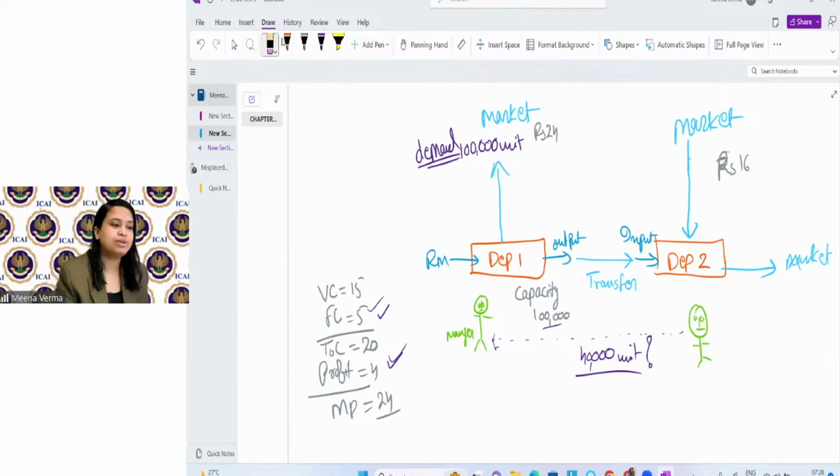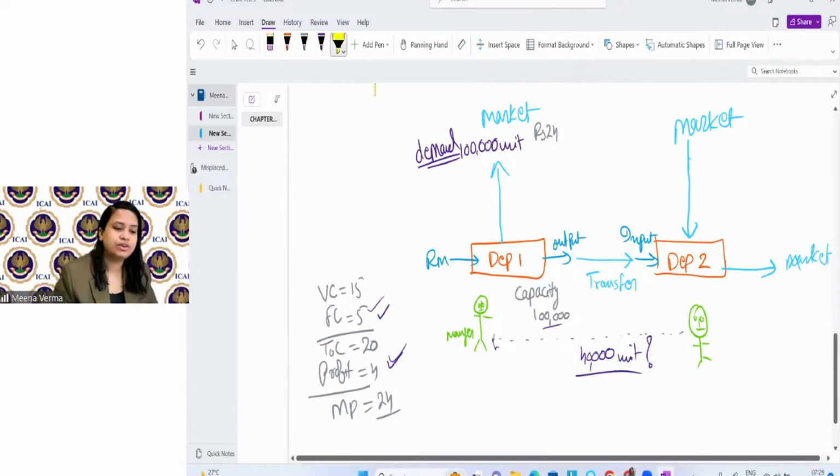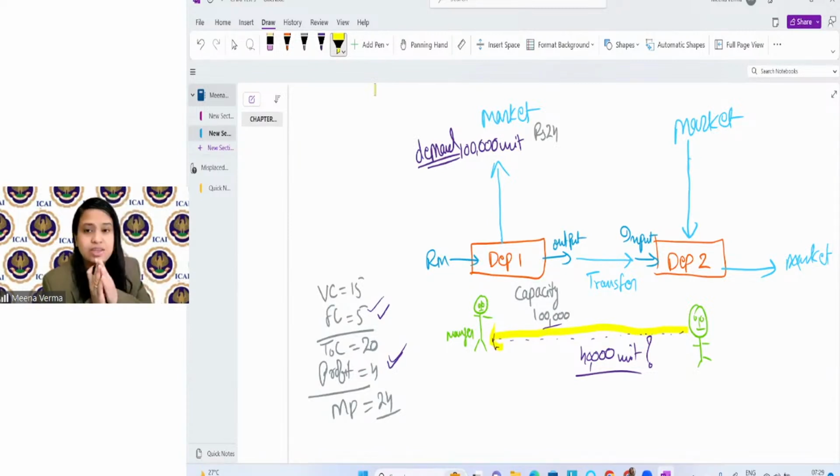My first question: let's first assume that there is no market, they can't buy it from the outside market. In this first scenario, this manager does not have the option to buy from the outside market. So he's coming to the manager of this department and requesting, can you transfer me the units? Because if you will not transfer, I don't have the option to buy it from outside market. First question: will the manager of Department 1 agree to transfer the goods? Say yes or no.